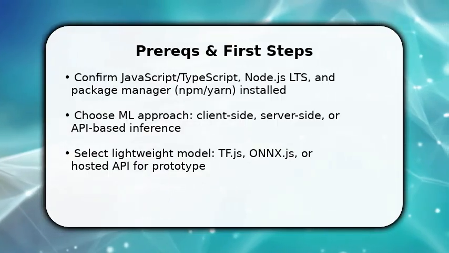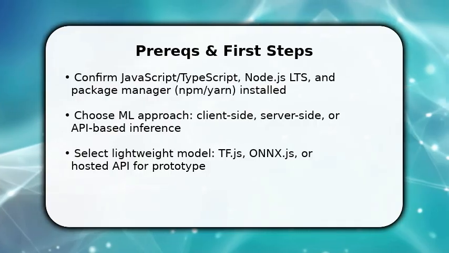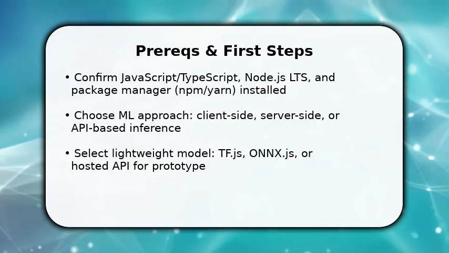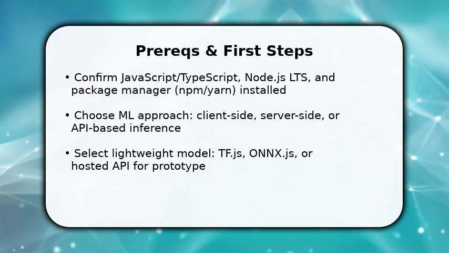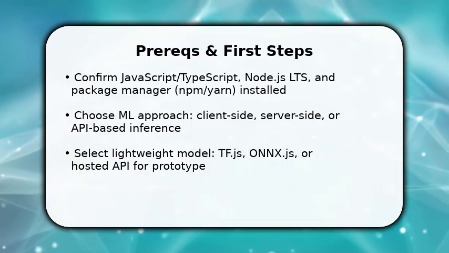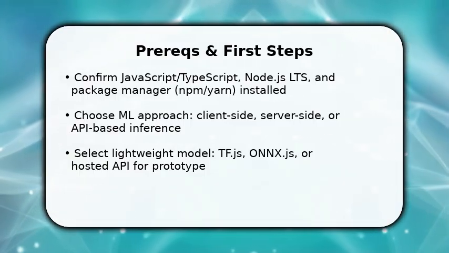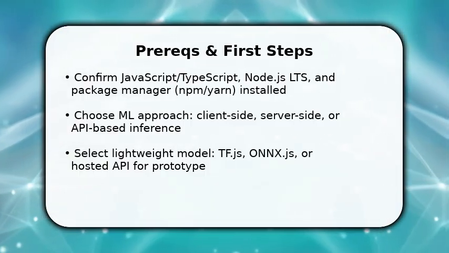Once done, prepare a small dataset or mock inputs to validate the inference flow. Make sure to version your model artifacts and add environment variables for keys. This prevents accidental leaks as you move from prototype to production.